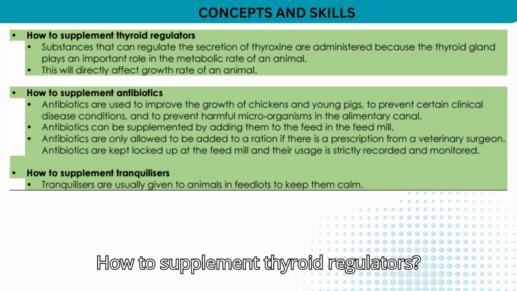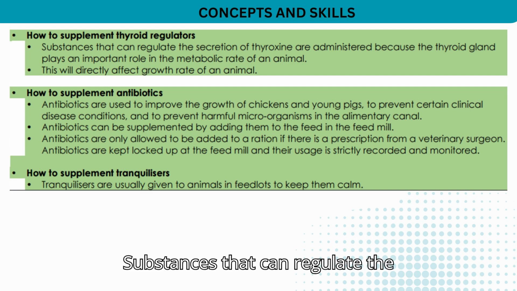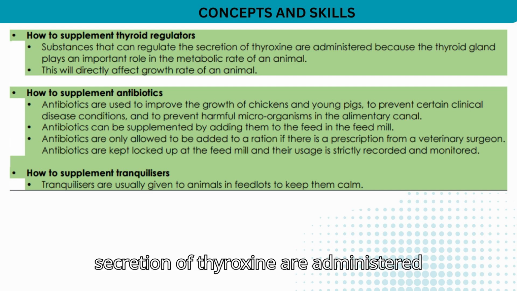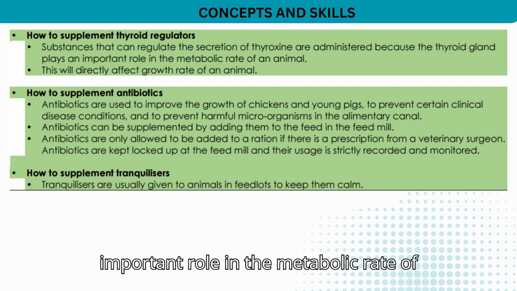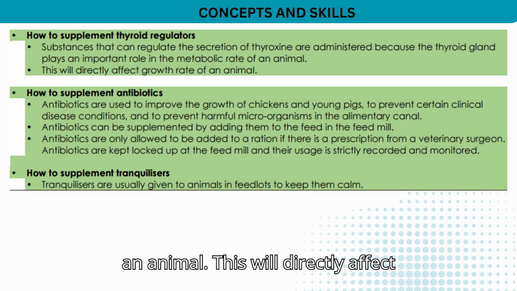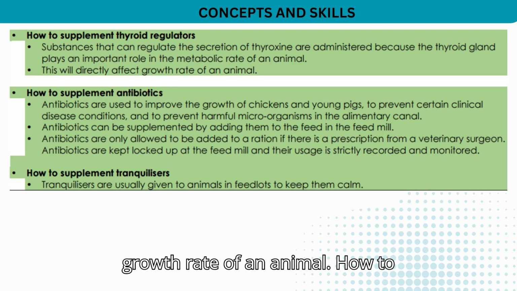How to supplement thyroid regulators. Substances that can regulate the secretion of thyroxine are administered because the thyroid gland plays an important role in the metabolic rate of an animal. This will directly affect the growth rate of an animal.